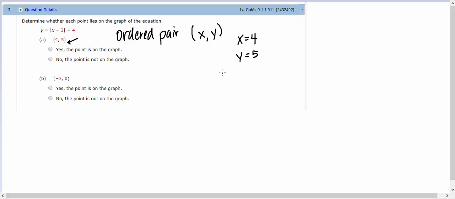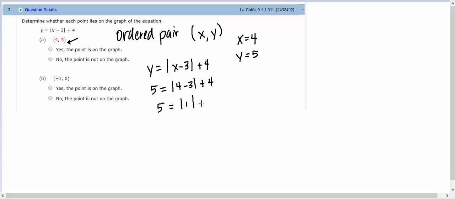So now we have to test if x equals 4, does y also equal 5? And that's what they want us to check here. So we have our equation y equals the absolute value of x minus 3, plus 4. So we're going to say that if y is 5, we're going to put in 4 for x, so 4 minus 3 plus 4. So we get 5 equals, and now 4 minus 3 is 1, plus 4.